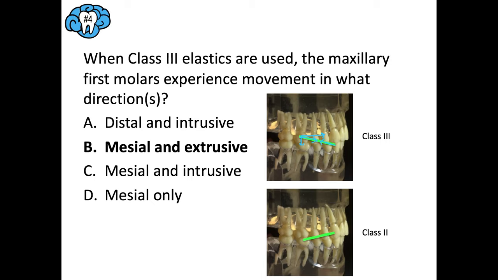Now, just to review for class 2 elastics, again used by stretching a rubber band, this time from an anterior tooth in the upper arch, usually the canine, and a posterior tooth in the lower arch, usually the first molar. So here, the molar would be experiencing a mesial force and an extrusive force. That much is the same. Both cases for the canine, they're going to be experiencing distal force and an extrusive force. What changes is which arch is being affected.